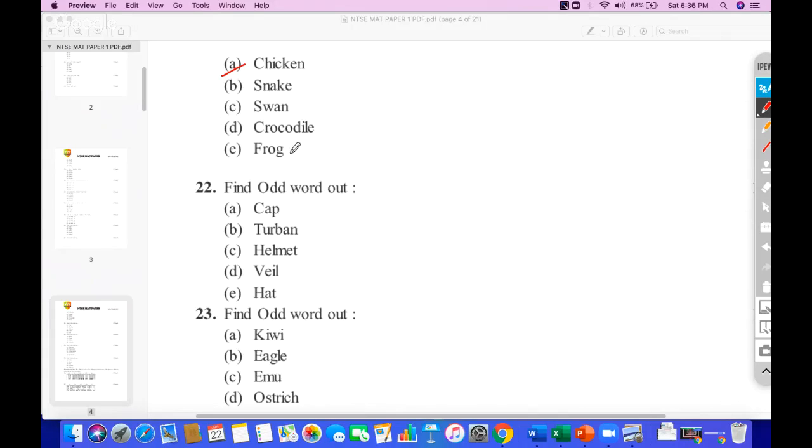Cap, turban, helmet, hat. So here answer would be D, because everything except whale is over the head. Kiwi, eagle, emu, and ostrich. So eagle can fly, nothing else can fly. So this is the odd one out. So 23 option is B.